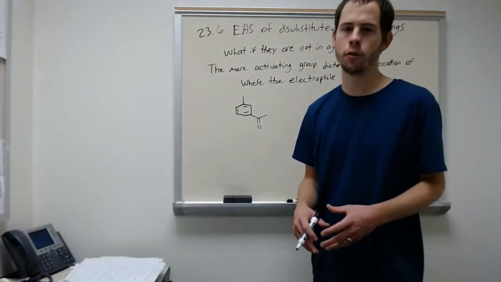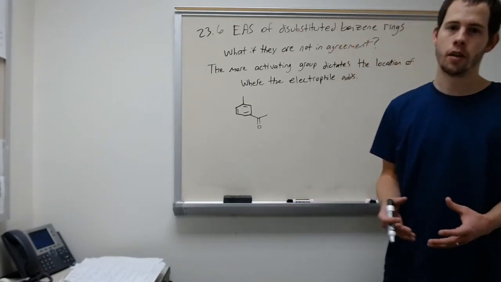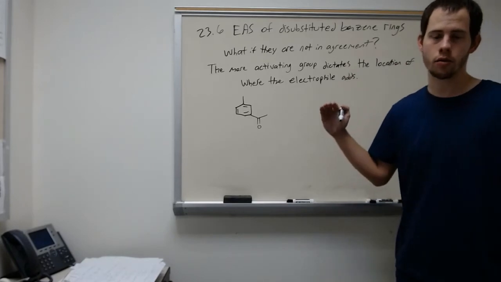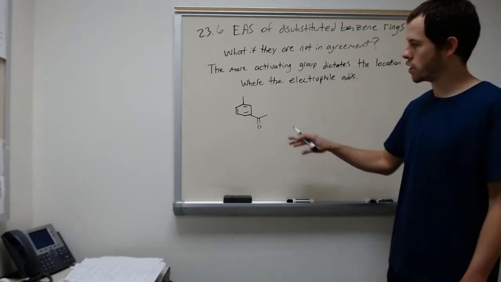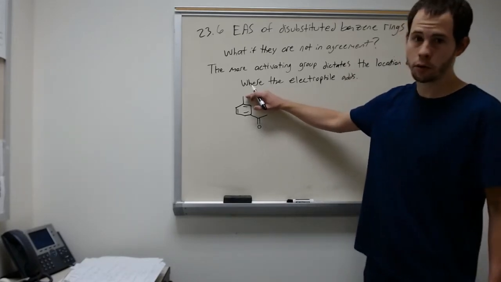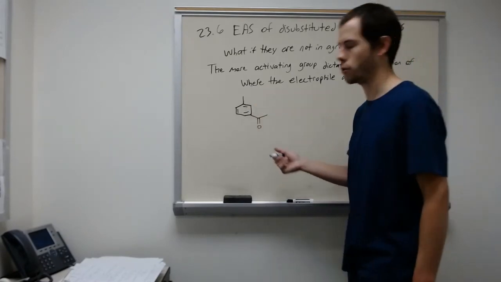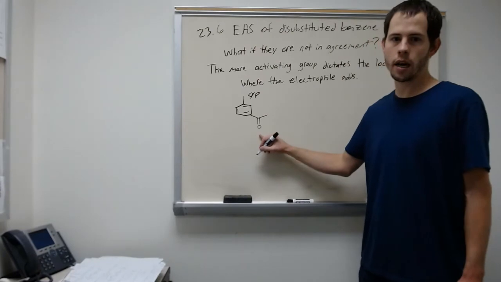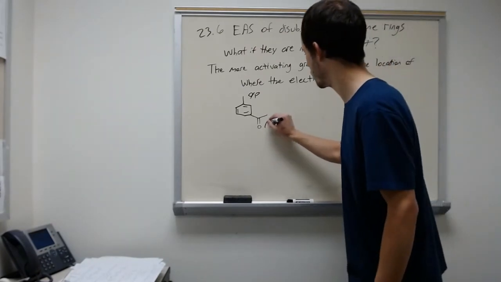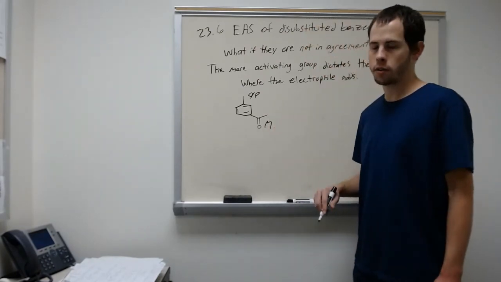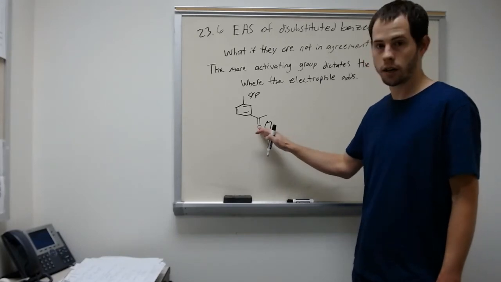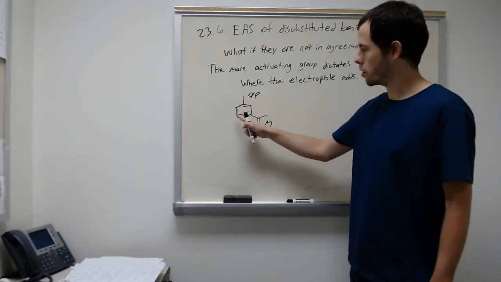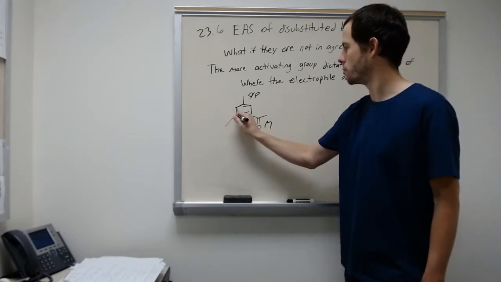All right, so what if the groups are not in agreement? Then you want to look at the more activating group, because that dictates where the electrophile goes. So we take a look at this ring, we see that this methyl group is activating, and it's an ortho-para-director. And we know that this is deactivating, and it's a meta-director. So if we figure out the meta positions for this substituent, the one meta position is already substituted. The other meta position is here.